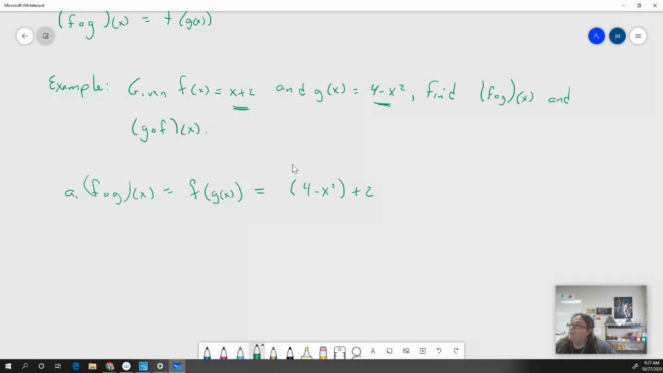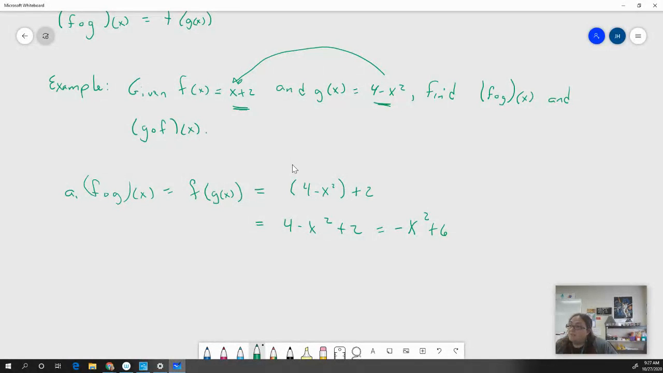And then we're going to go ahead and solve that. I can take this all out of here, nothing's happening to it. So I have 4 minus x squared plus 2. This is going to give me minus x squared plus 6. This is my function right here. This is my f of g of x. It's what happens when I plug g of x into the x value there of f of x.